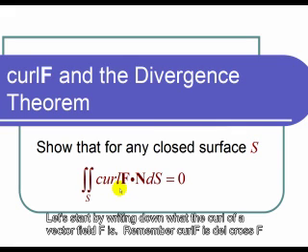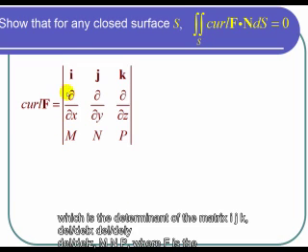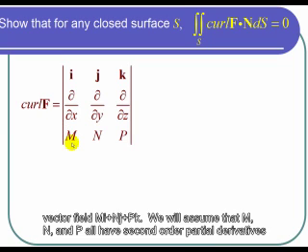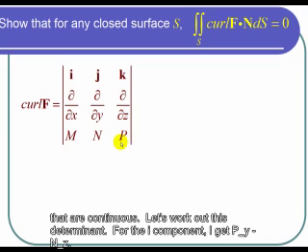So remember, the curl of f is del cross f, which is the determinant of the matrix i, j, k, del over del x, del over del y, del over del z, m, n, p, where f is the vector field mi plus nj plus pk. And we're going to assume that m, n, and p all have second-order partial derivatives that are continuous. So let's work out this determinant.